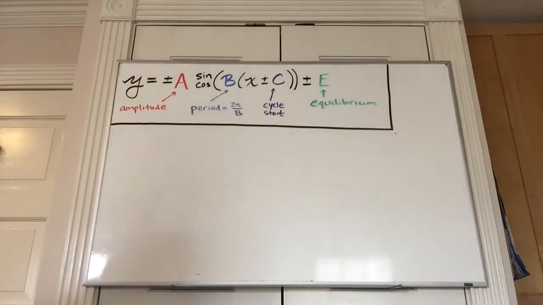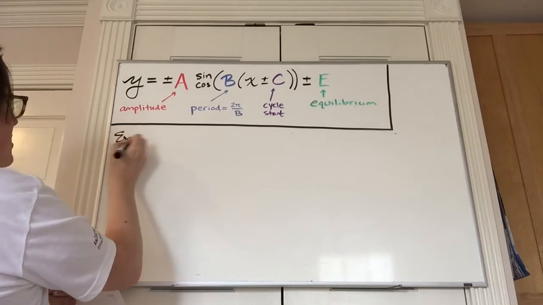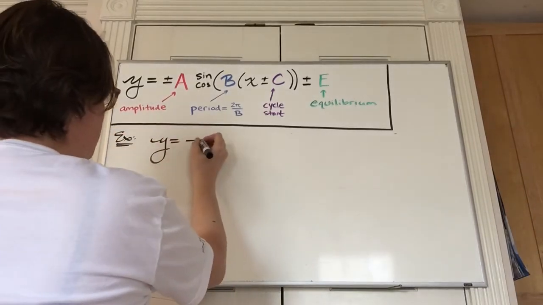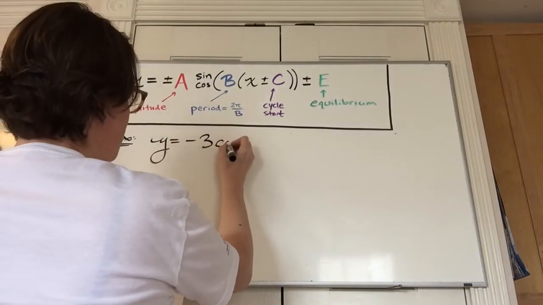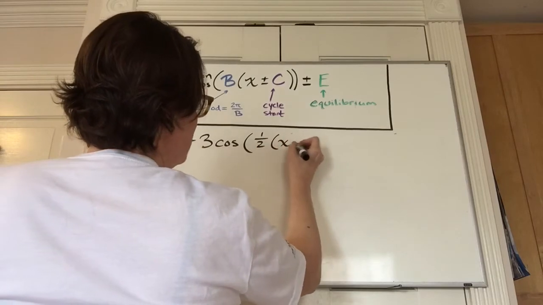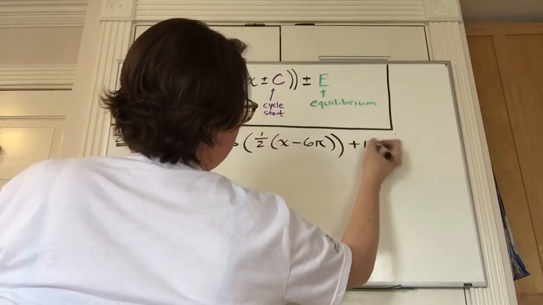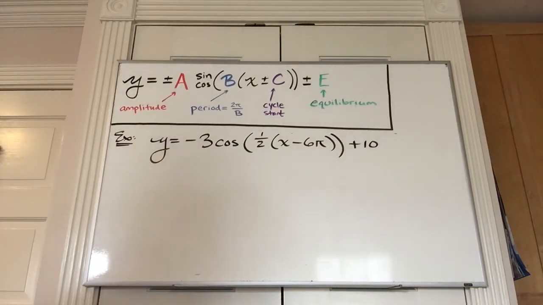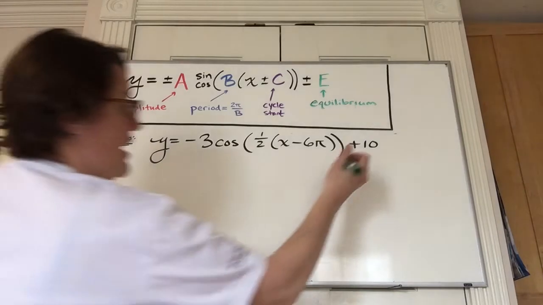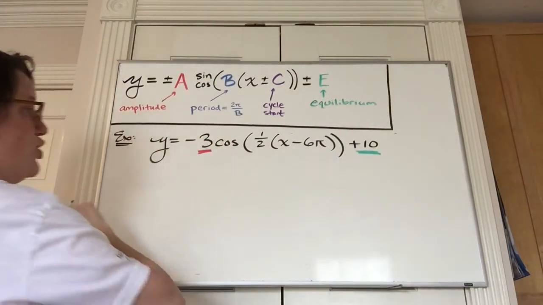Okay, so last example for today. We together are going to graph y equals -3 times the cosine of 1/2 times (x minus 6 pi) plus 10. If you're feeling really confident, you could pause the video and try to get this one set up for yourself. I know the vertical stuff is easy because anything outside the function is really intuitive.